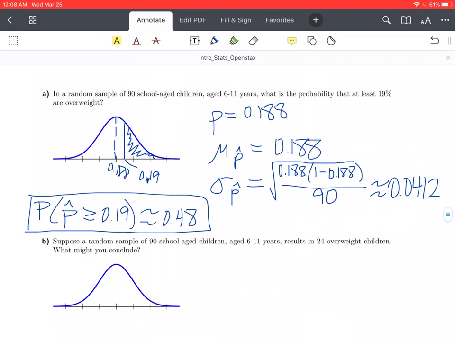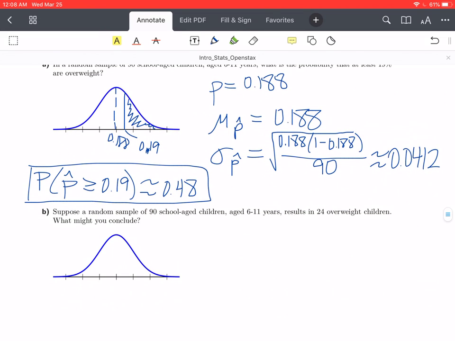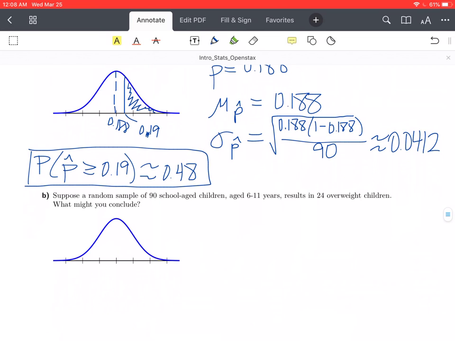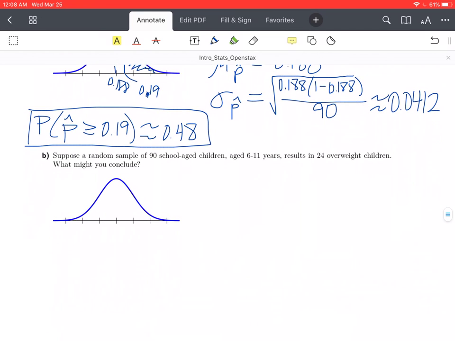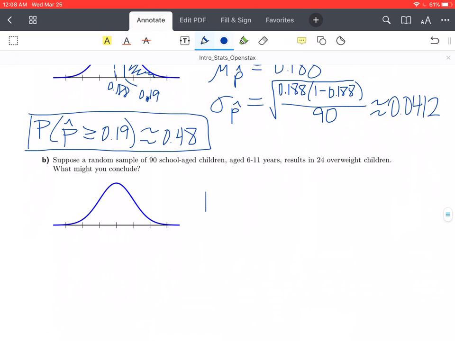Now, suppose a random sample of 90 school-aged children, aged 6 to 11 years, results in 24 overweight children. What might you conclude? So, you might think we're going to find the probability of exactly 24 being overweight, but that's not exactly how this works. If you remember, the probability of any one specific value is actually 0. It has no area under the curve. So what we're going to do is look at the probability of at least 24 of them being overweight. So to do that, we need to work with the proportion.